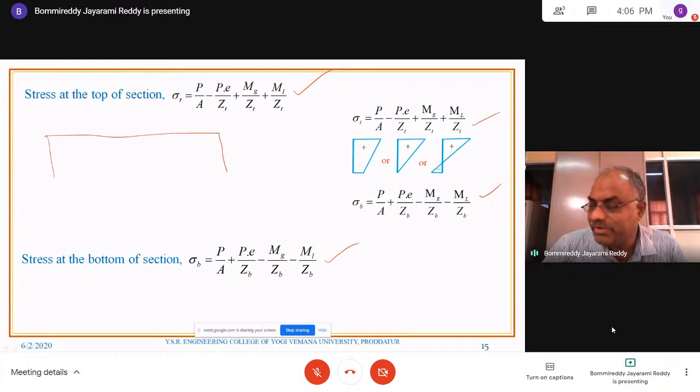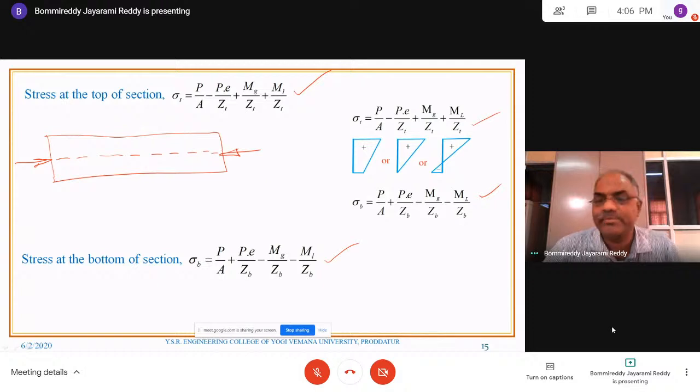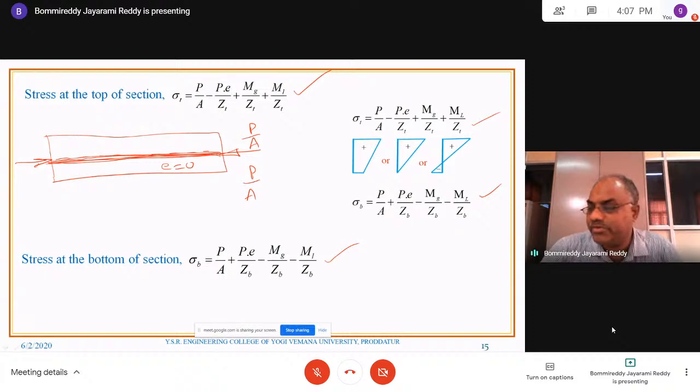Sometimes the pre-stressing force through the cable is exactly at the neutral axis. That means the cable is provided exactly at the neutral axis. When the cable is exactly at the neutral axis, what is the eccentricity? Zero, no eccentricity at all. When there is no eccentricity, what is the stress at the top? Stress at the top will be P by A, stress at the bottom also P by A. And the P e by Z term vanishes because eccentricity is zero. We can call it a concentric cable.